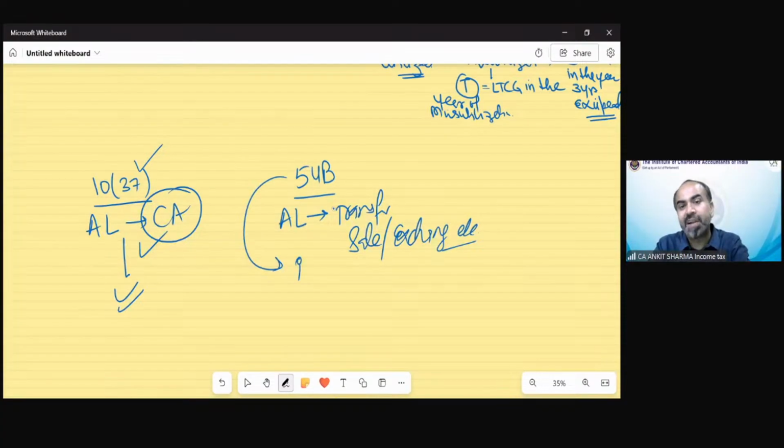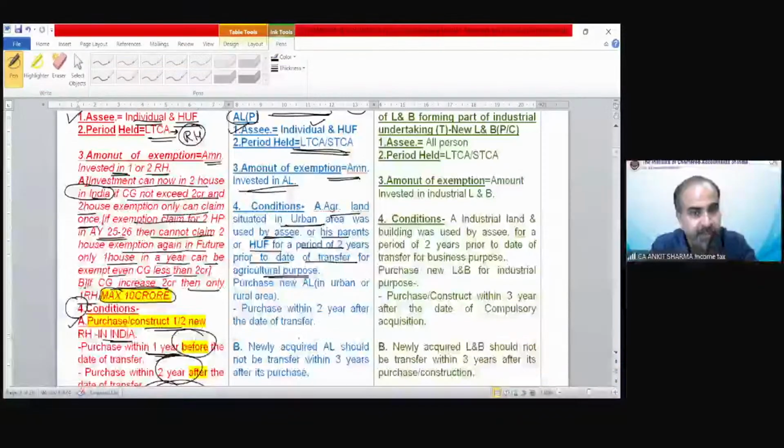And it says the agricultural land must have been used for at least 2 years preceding the date of transfer by the individual or parents or HUF, the same condition as section 10(37). But there was compulsory acquisition, that's why full exemption. But you can claim exemption under section 54B if that agricultural land has been used for agricultural purpose for the last 2 years. Correct? Now purchase new agricultural land in an urban or rural area.